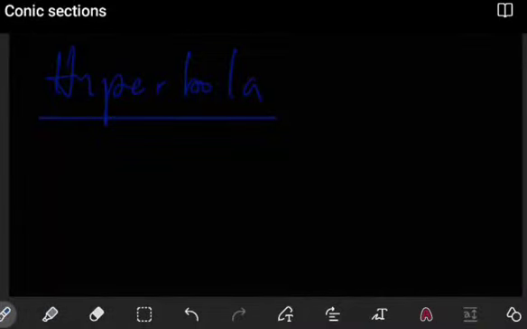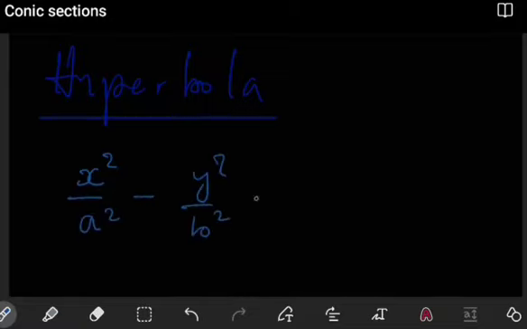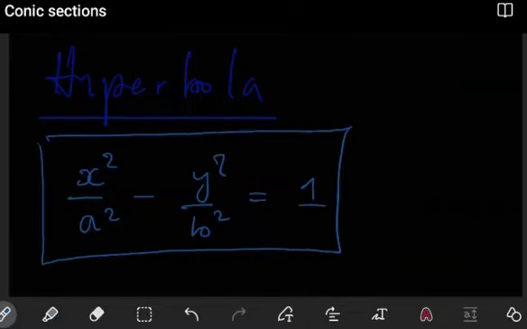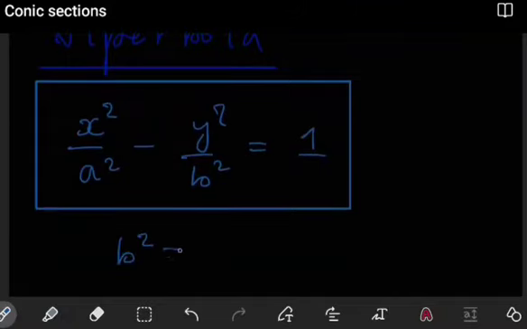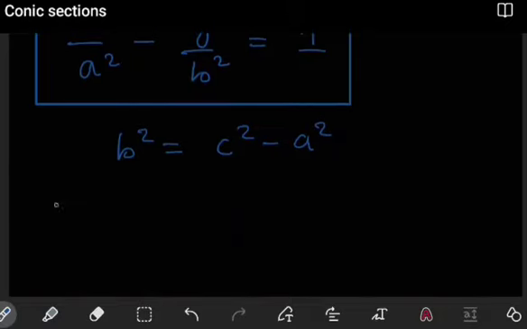Hi guys, in this video we're going to look at the definition of a hyperbola, and then we're going to see how to come up with the general formula for a hyperbola from the definition of a hyperbola. And of course the general formula is going to be this for a hyperbola centered at the origin, and here we're saying that b squared is equal to c squared minus a squared. Now, what is the definition of a hyperbola?